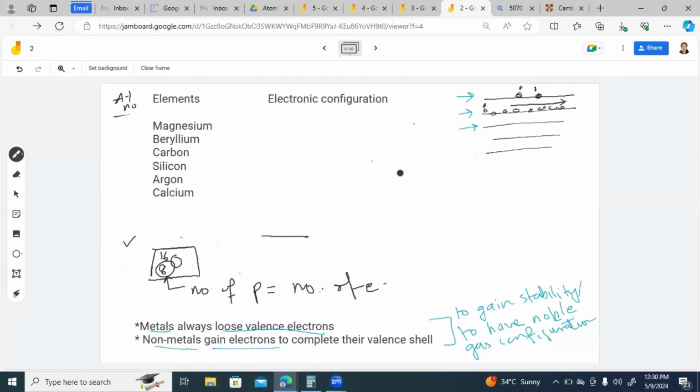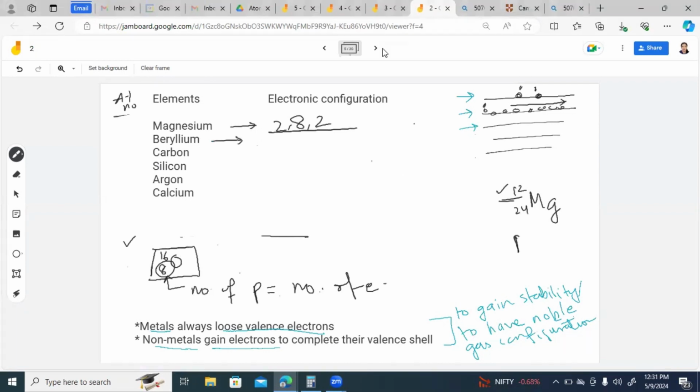In the electronic configuration, we know that in the first shell, how many electrons come? 2. And the rest of the shells? 8. Magnesium would be written as Mg, 12 and 24. You'll pick the 12 number. Why not 24? Because 24 is the mass number, the nucleon number. What is the electronic configuration of magnesium? 2, 8, 2. Beryllium is 4 and 9.